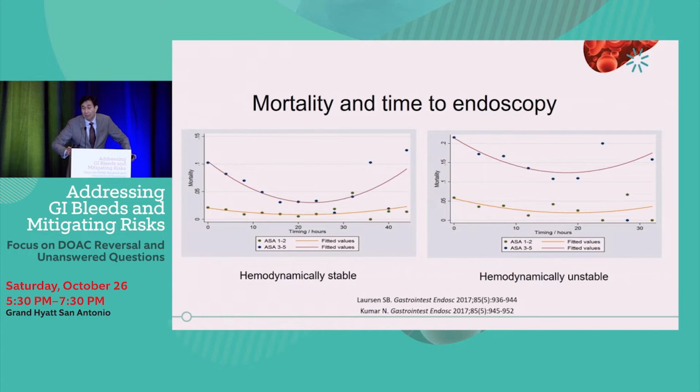The line on the top is the high ASA classes, so the sicker ones. On the bottom is the lower ASA class. And as you can see, there is that bell or reverse bell shape, and you can see that somewhere between 18 to 28 hours is the sweet spot for the endoscopy. So in other words, between 18 hours to 28 hours of admission is the best time to have the best endoscopic outcome. And people can make a lot of conjectures about it.